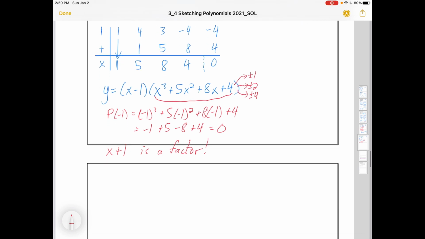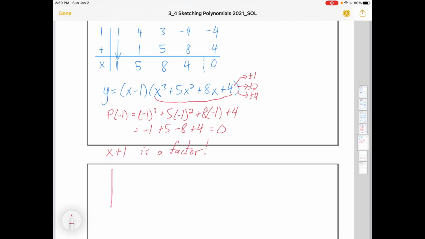Okay, so we're just going to divide again. And I'm going to use the number negative 1 because we had that x plus 1 as a factor. And the coefficients come from this cubic over here. It's 1, 5, 8, and 4. And I should get a remainder of 0. If I don't, then I've goofed either the division or the number in the first place. Okay, negative 4. Oh, yes, remainder of 0.